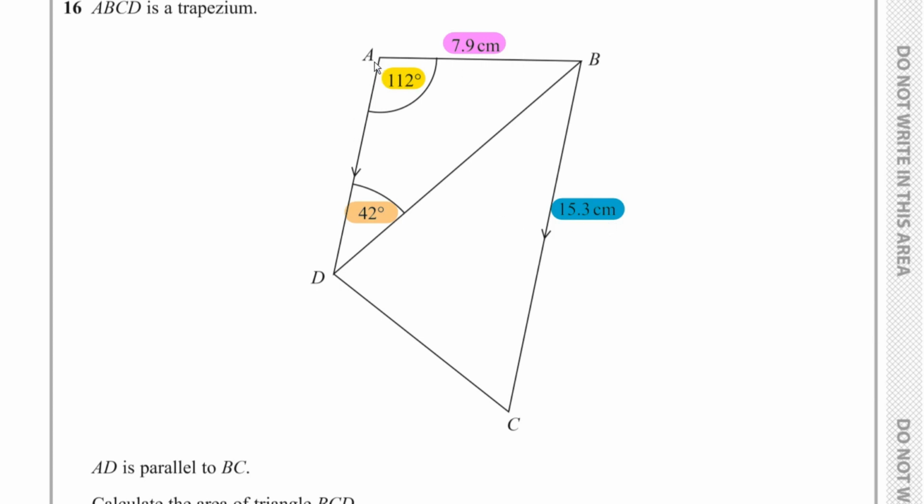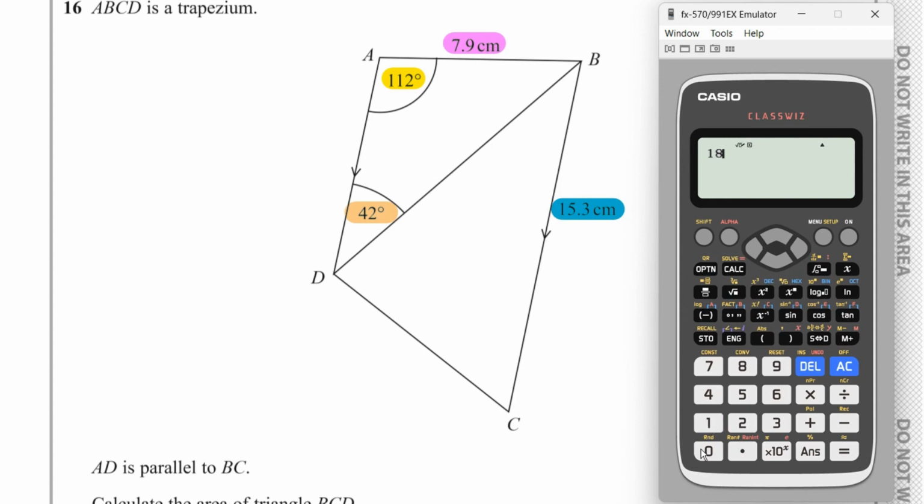What we can do is find out the angle ABD by using the fact that angles in a triangle sum to 180. 180 subtract 112 subtract 42 is 26. So the angle ABD is 26 degrees.